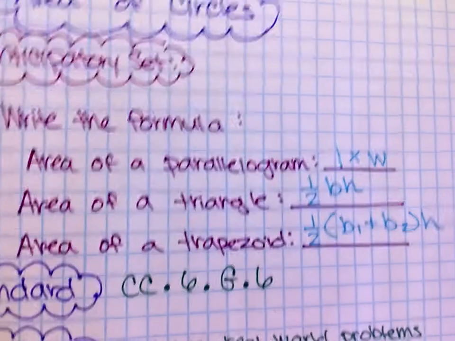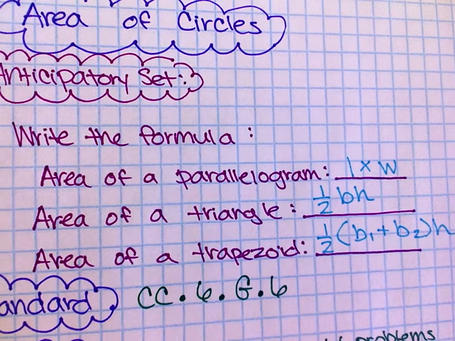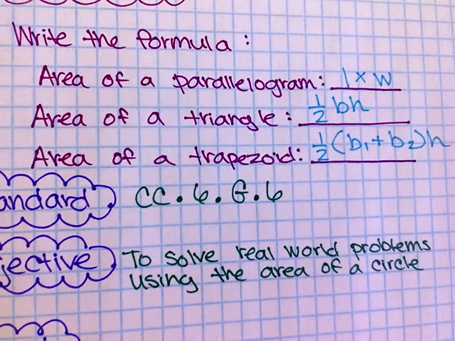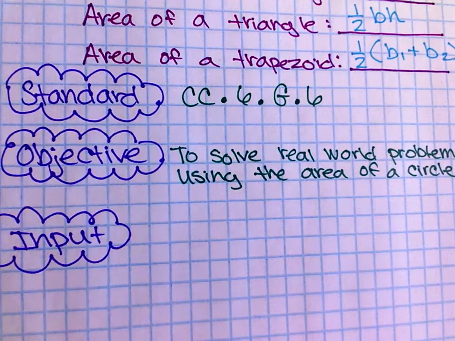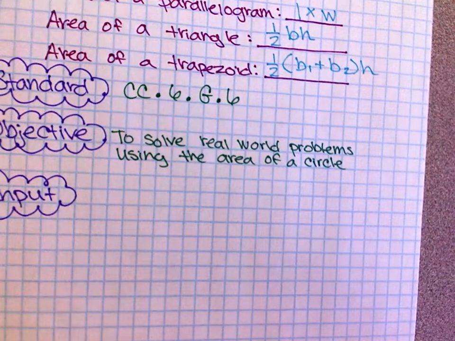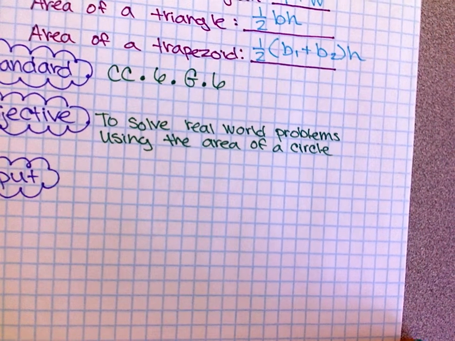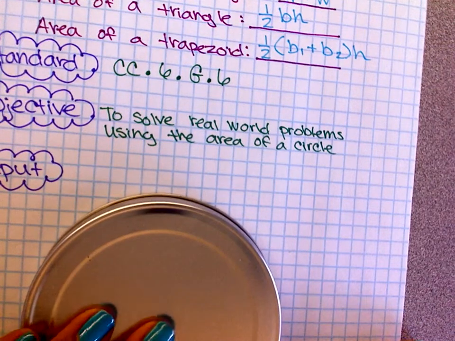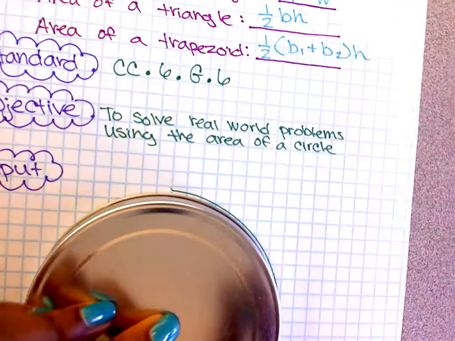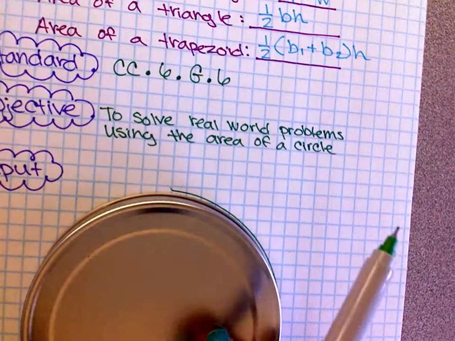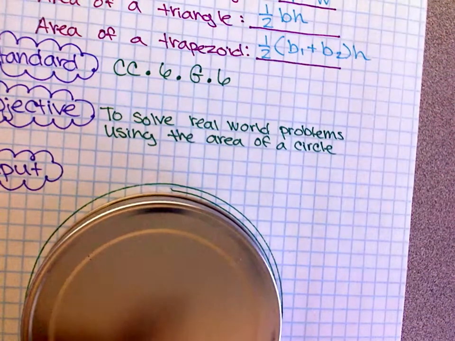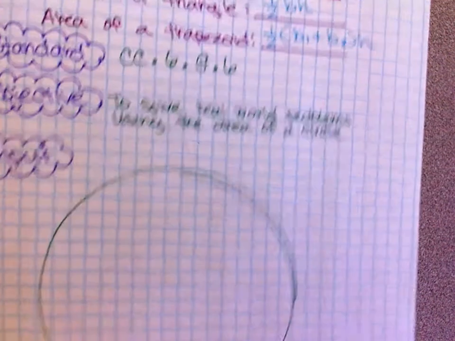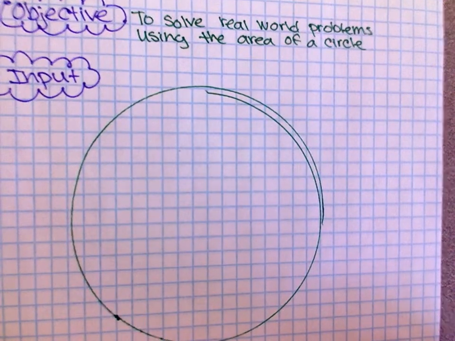Alright, so again, area of a circle. We talked about the different areas we already know. We wrote down our standard and objective, and now we're in input. For the input section, the first thing I want you to do is draw a circle for me. I'm going to draw a big one, but me too. If you can, draw a circle on your paper.